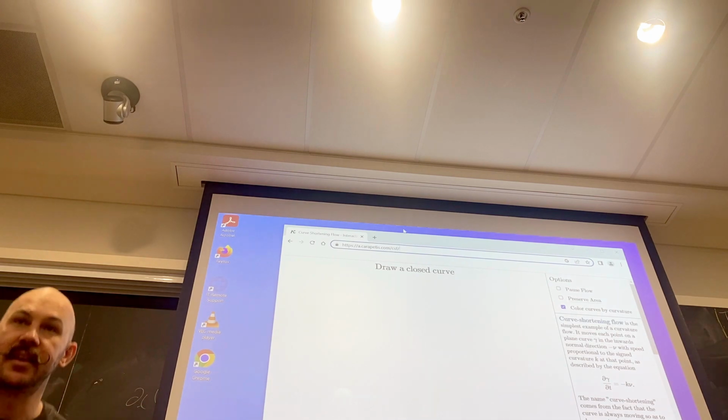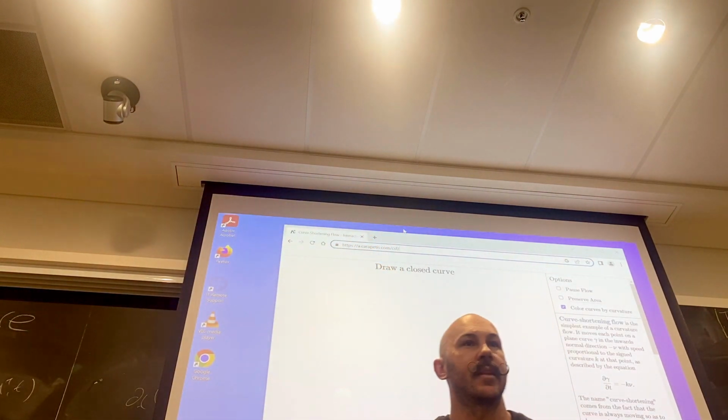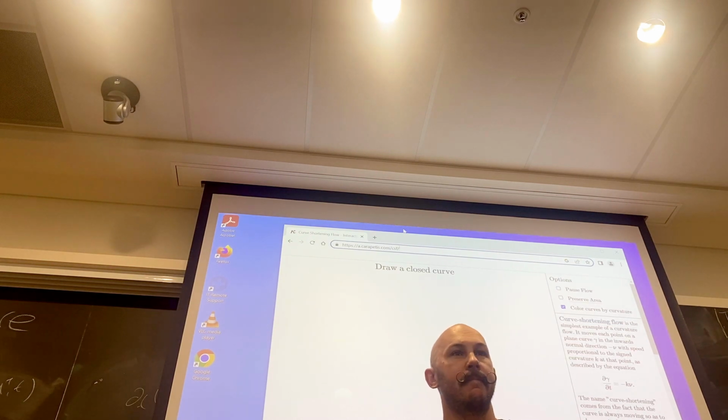Yes? On that, do you know that the mean point, like if you did a kind of center of mass for a curve, if you're doing this curve shortening, do you know that your center of mass is staying at the same point? Or is it possible that the curve can shift about?